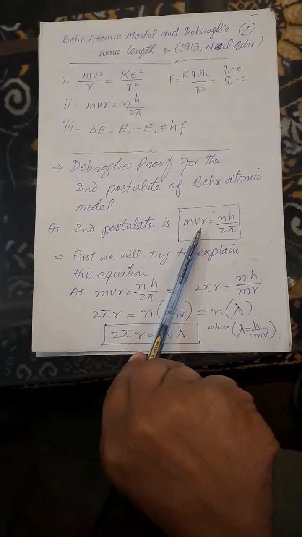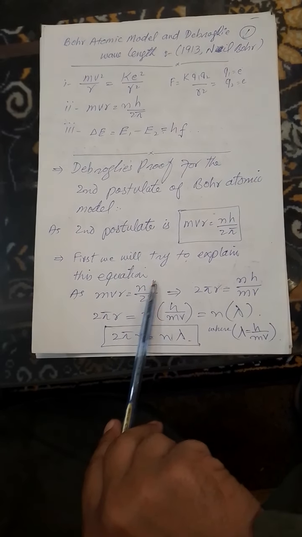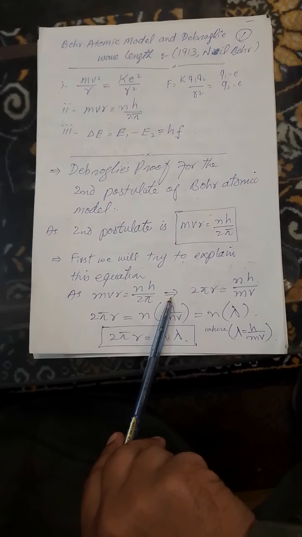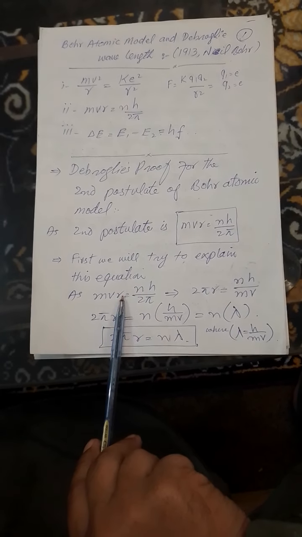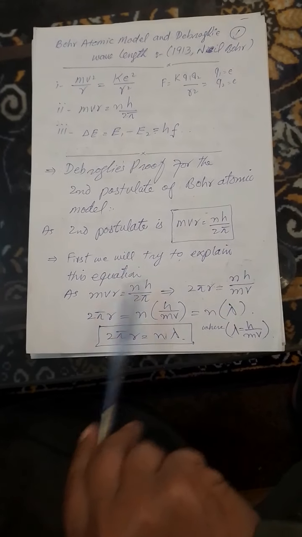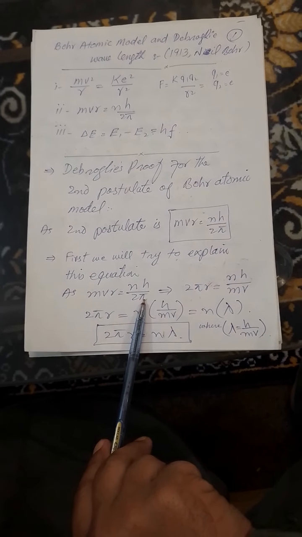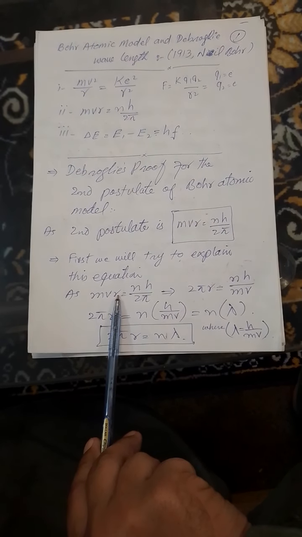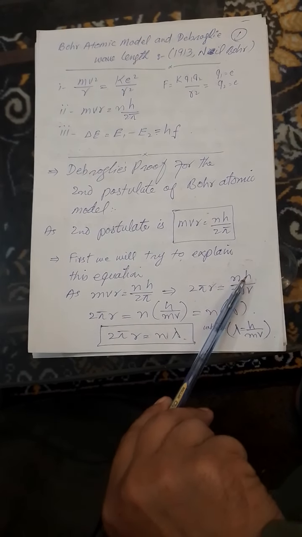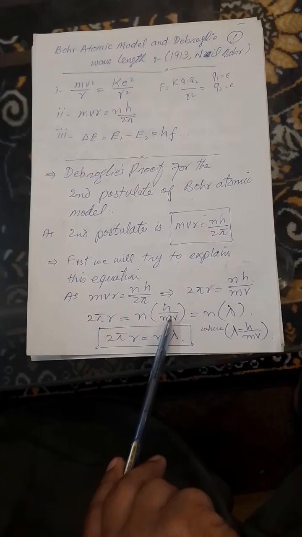What does it mean? We can modify or simplify the equation. We know that mvr is equal to nh/2π, which by cross multiplication gives us 2πr is equal to nh/mv. We can take mv as a denominator to the right side of the equation, and 2π is multiplied with the radius r on the left side. So we can write 2πr is equal to nh/mv.